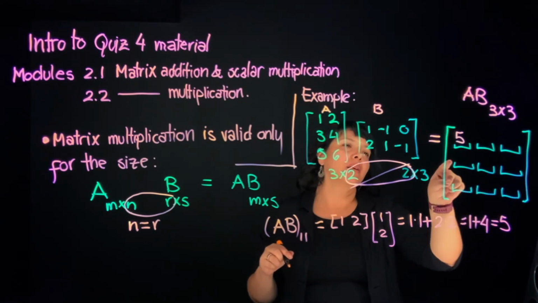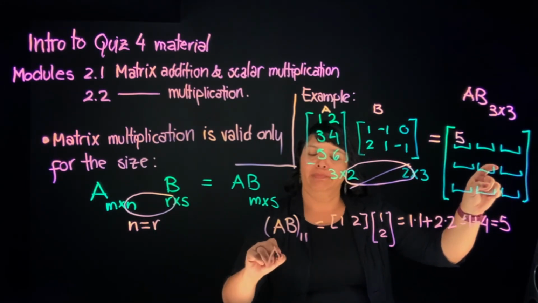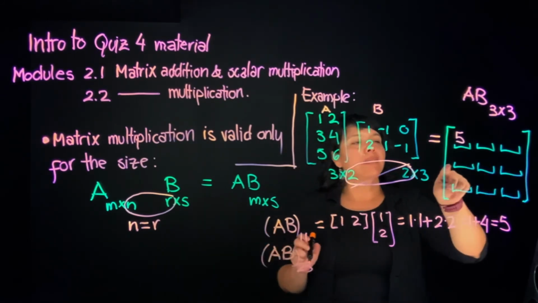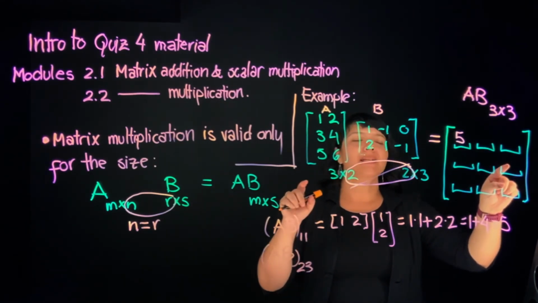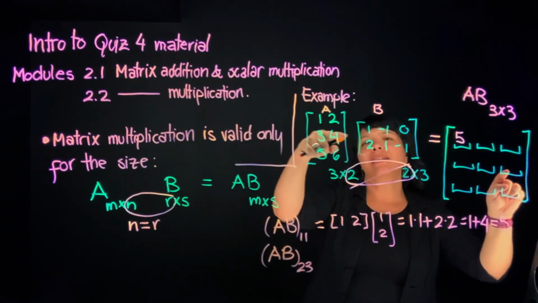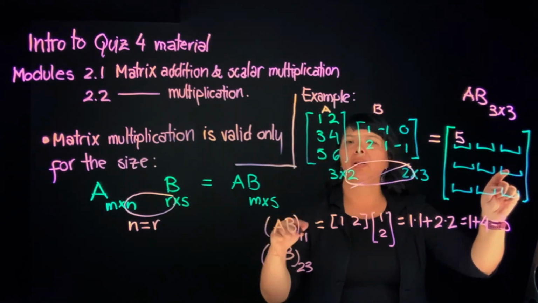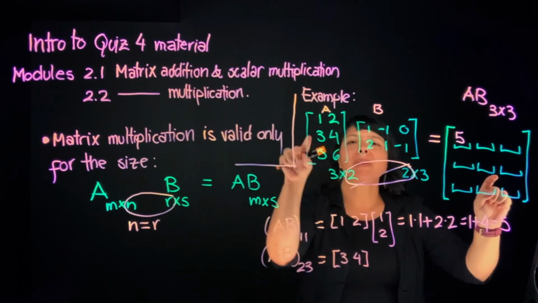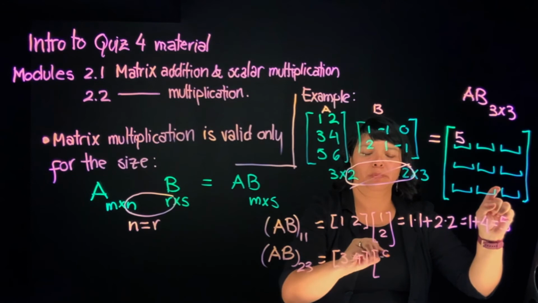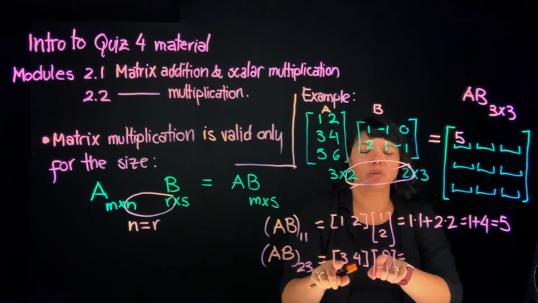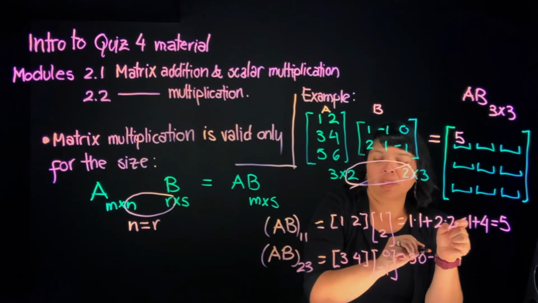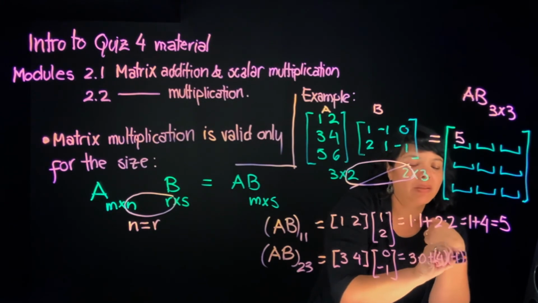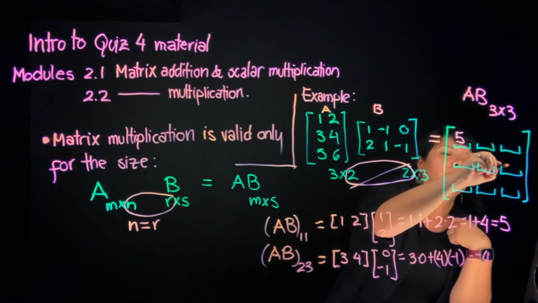So let me try this one, okay? This is the term 2,3, right? Second row, third column. And this is going to come from this row with this column. So second row with my third column. So this is going to be 3 times 0 plus 4 times negative 1. So that's just negative 4, and that's my term here.